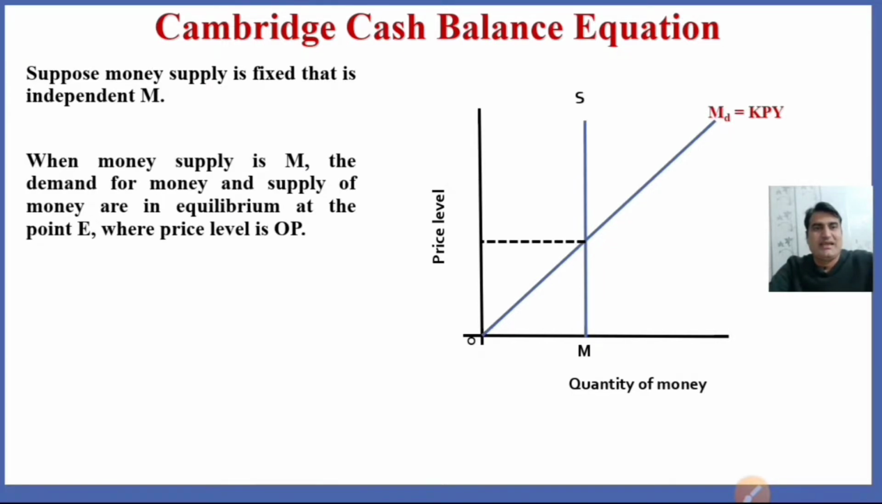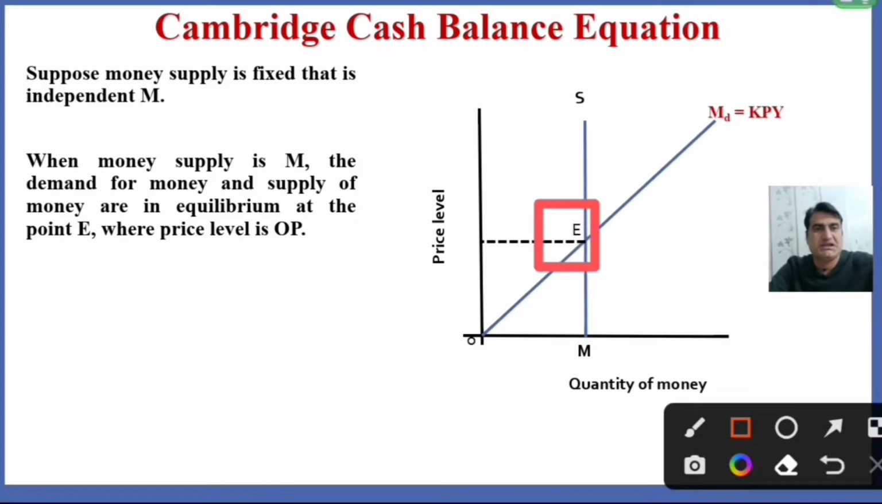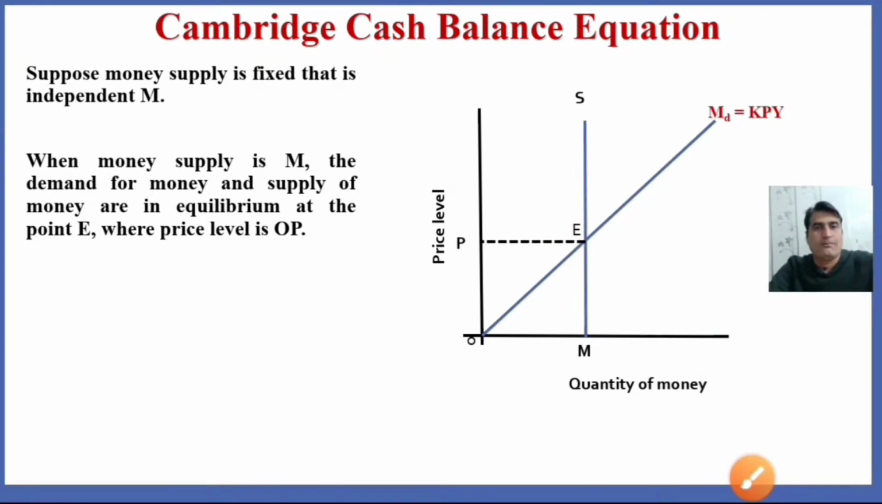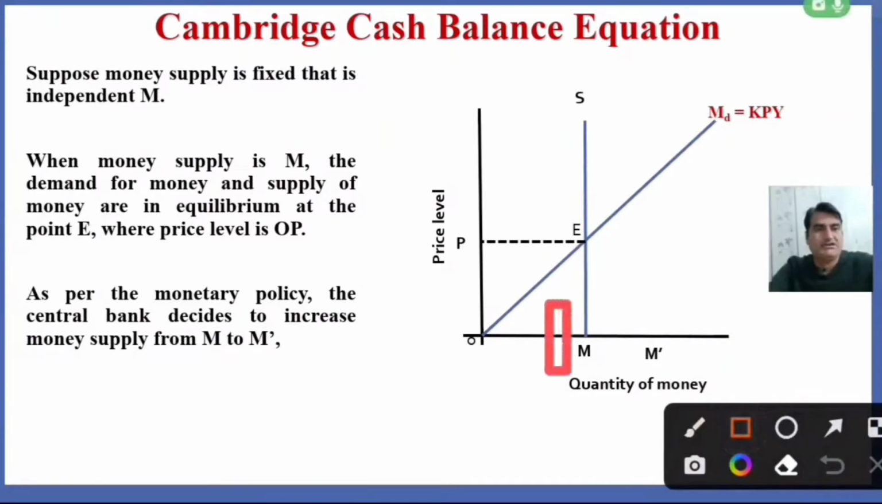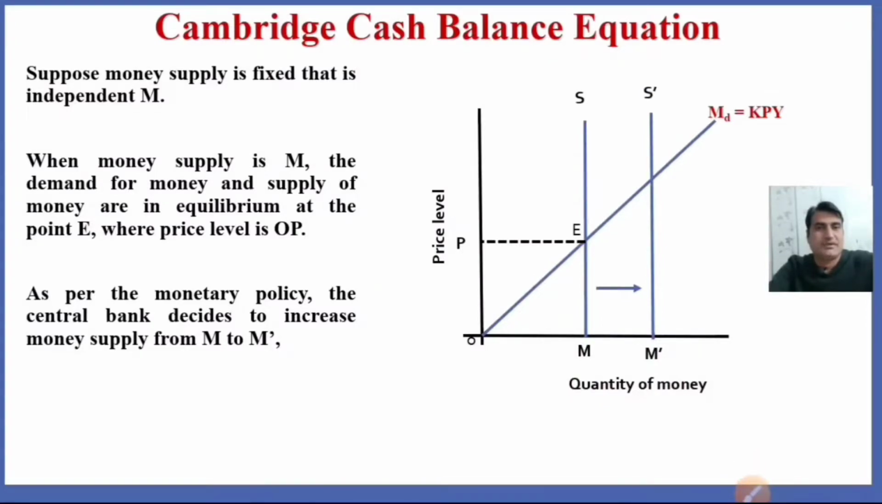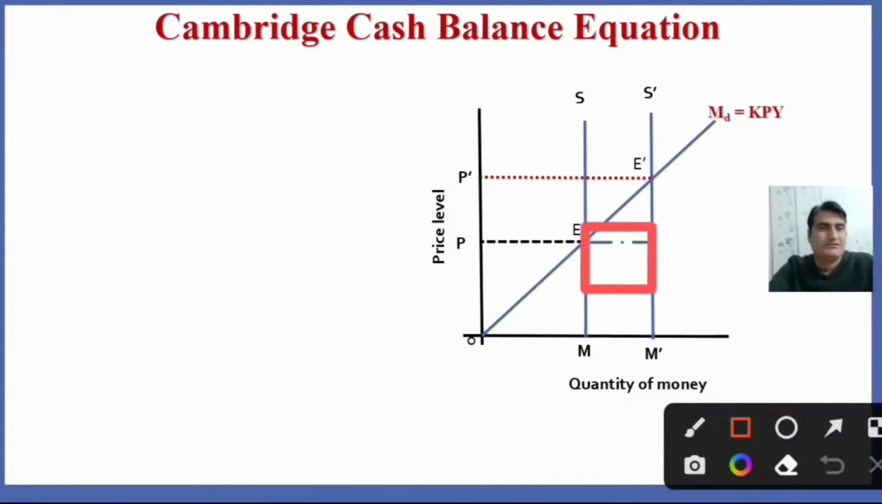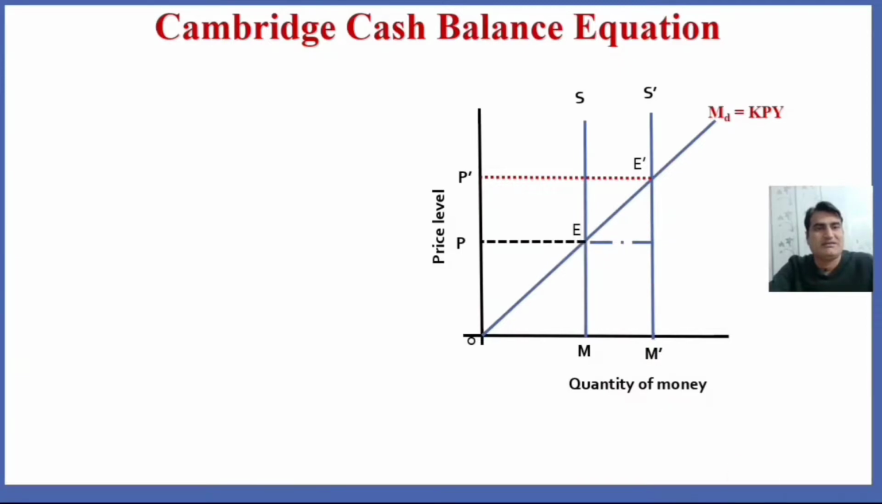When money supply is M, the demand for money and supply of money are in balance at the point of equilibrium at point E, where the price is OP. As per monetary policy, the central bank decides to increase money supply from M to M dash. The money supply increases. As a result, the new equilibrium is reached at E dash at OP dash price. This portion is showing that increase in money supply.